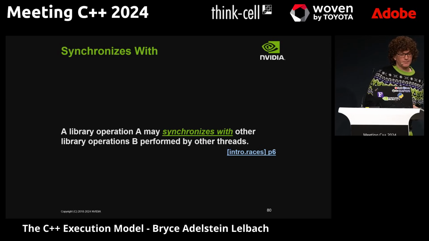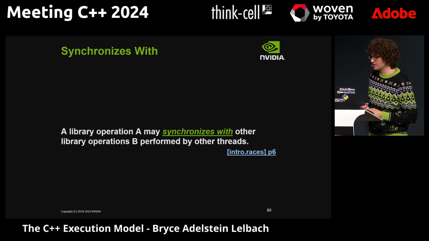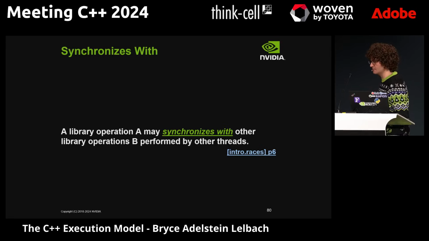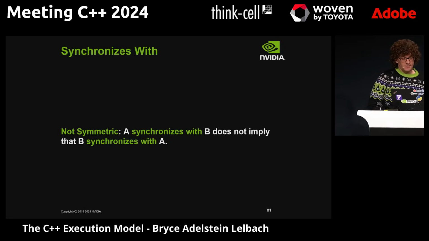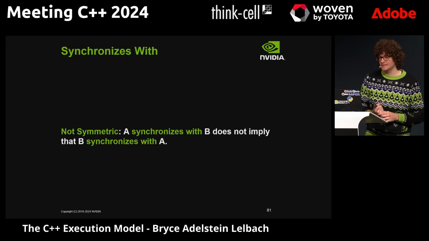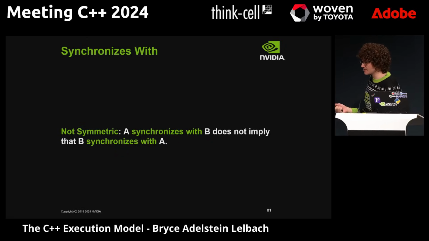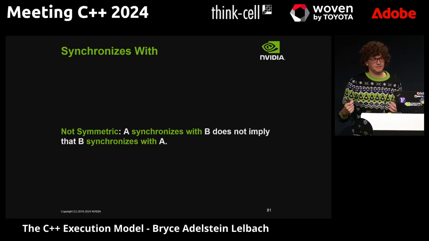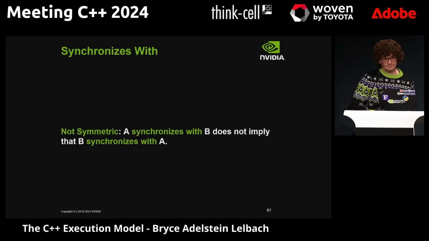So a library operation A may synchronize with other library operations B performed by other threads. This is not symmetric, so A synchronizes with B does not imply that B synchronizes with A. It may be the case that that happens, and there's a few places where it does, but it is by definition a one-way relation.